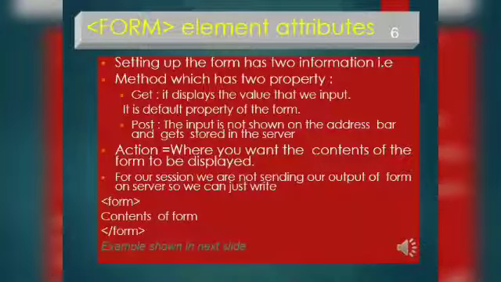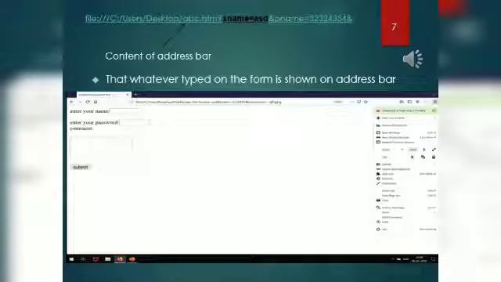As in our session, we are not sending our output of the form to any server, so we can just write form instead of using method and action. Example shown in the next slide. This shows an output of a form wherein we have used get in the method. That is why, see, for the name we have typed ASD and it is appearing in the address bar. Password also is appearing on the address bar.